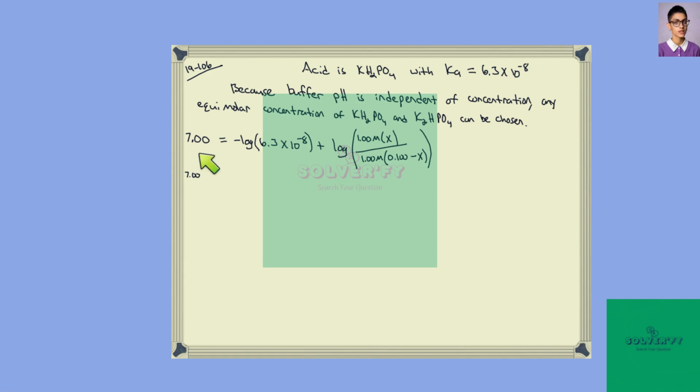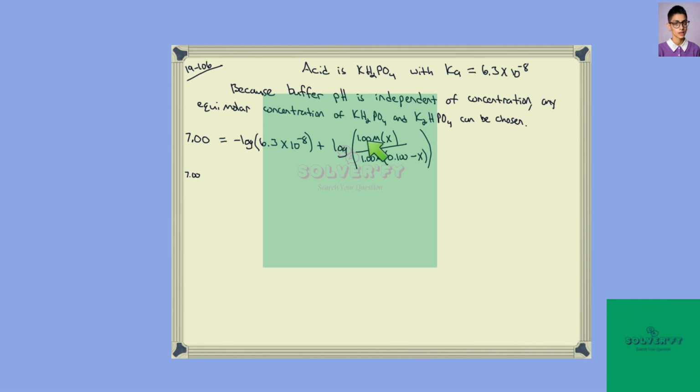So the pH of my buffer solution, target pH of 7, will be equal to the pKa, the negative log of the Ka value for the weak acid in the buffer, plus the log of the moles of the base I have in the buffer divided by the moles of the acid I have in the buffer.